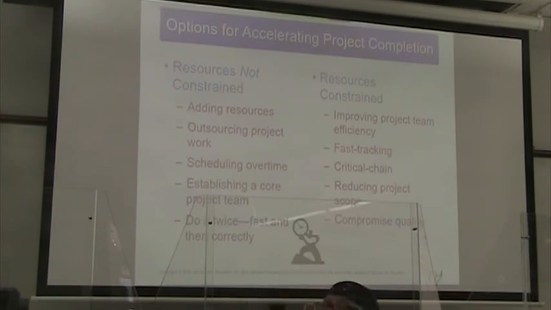Now, of course, we might be in the situation that resources are constrained, right? Well, improving the project team efficiency, if the efficiency is low, that could explain why it's taken us so long. We can fast track, in other words, give the project priority over other projects that may be going on. We can attack the critical chain, the critical path.